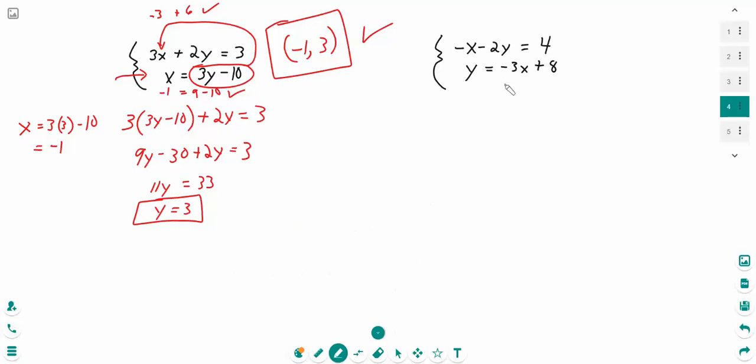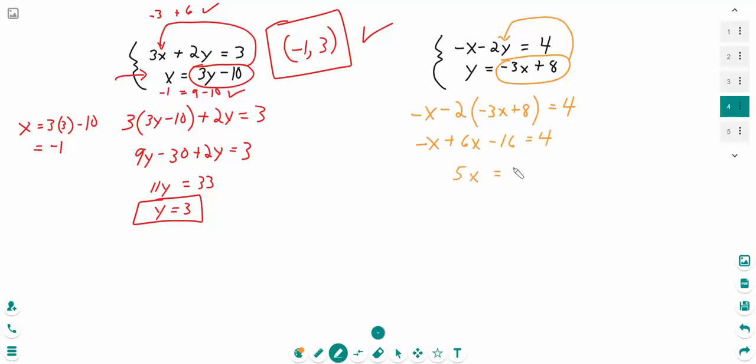Let's try it. So, again, we'll use the bottom equation. We're substituting this in for the y. And we have a negative x minus 2 times our y, which is the quantity negative 3x plus 8, is equal to 4. Now it's just simplifying. So we have negative x plus 6x minus 16 equals 4. Combine, we have 5x. Move the 16 over. We have a 20. We have an x is equal to a 4.